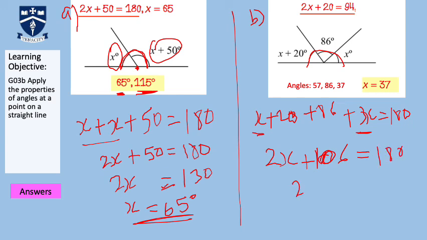Okay, in order to get the 2x alone, we would do subtract 106 from each side. 180 take away 106 is 74. So therefore, 1x equals 74 divided by 2, which is 37. You then substitute to work out each angle. x equals 37, so this one is easy, this one is 37. We've already got this one, it's 86. To get this one here, we do 37 add 20, which is 57. So the angles are 57 degrees, 86 degrees, and 37 degrees.